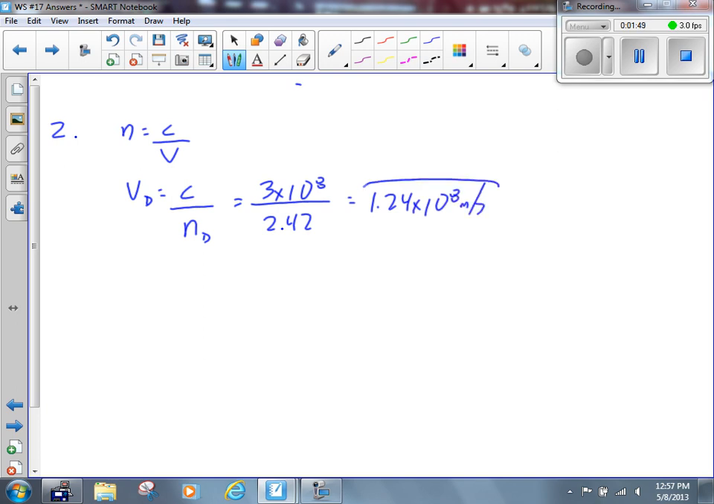Now, we get a speed that's dramatically slower than the speed of light in a vacuum. We should expect that. If we get a number that's higher than 3 times 10 to the 8, then we know that we've done it wrong. We know it has to be less than, and quite a bit less than, because we've got a high index of refraction here. Yep, Micah.